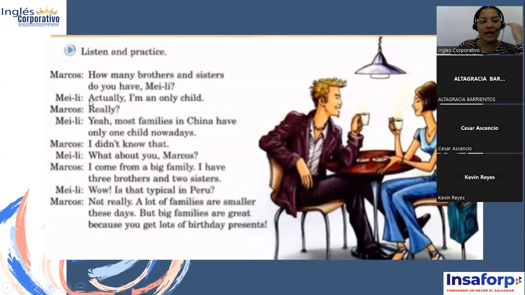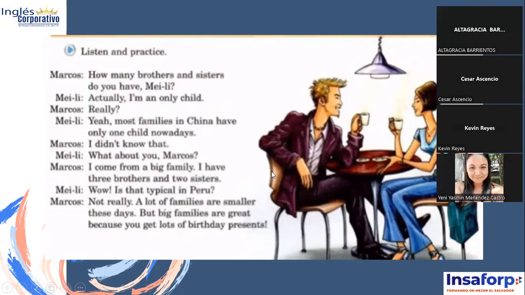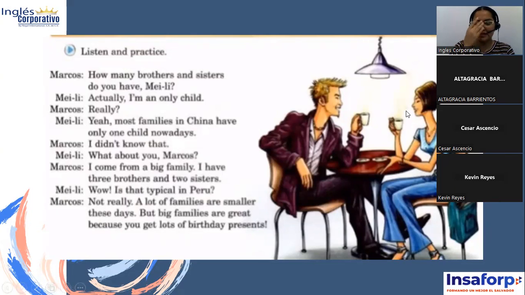Le pregunta Marcos. Meili says, actually, I'm an only child. Soy hija única. Really? And then she says, most family in China have only one child nowadays. La mayoría de familias en China solo tienen un hijo ahora en día. I didn't know that, dice Marcos. No sabía eso. Imagínense, only one child. And I have heard that as well. He escuchado eso también. I don't know if you have heard that. Que en China solamente tienen un hijo, right? Do you think it is true or is false? True. True, right? Okay, that's right.